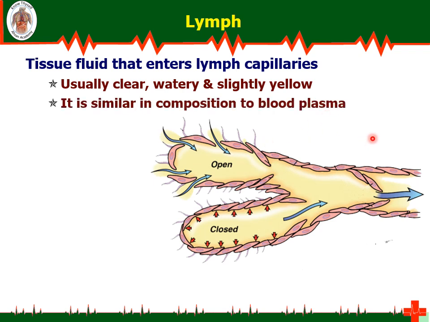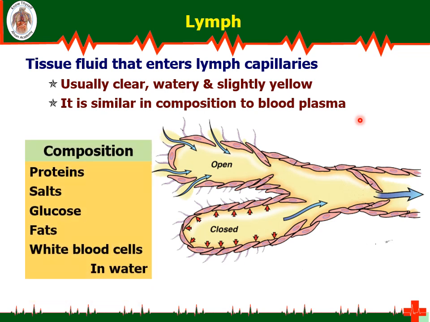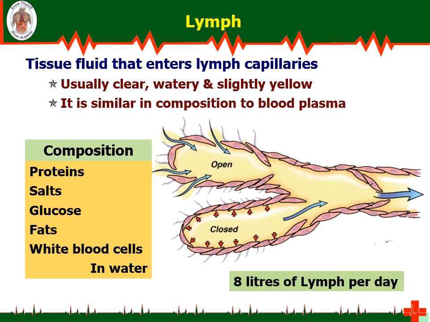This is similar to plasma in nature elsewhere, and is generally composed of certain amounts of protein, salt, glucose and fats, with the amounts varying from place to place, along with some white blood cells in a water medium. Per day, about 8 liters of lymph are formed.